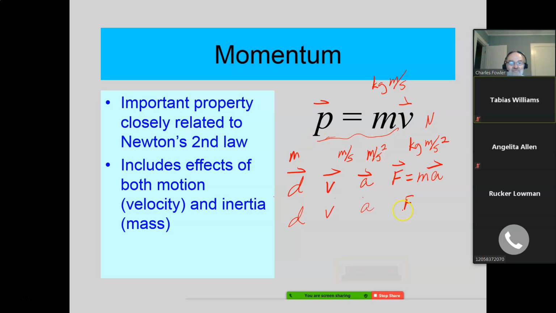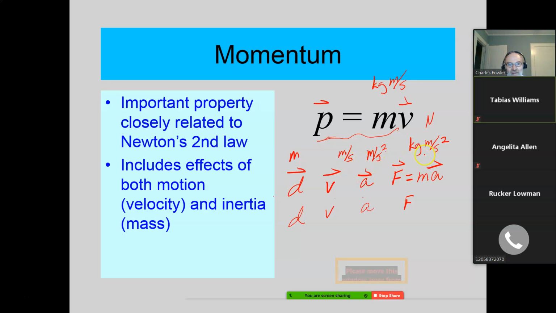This was his thing. Yet they named the unit for force after him, not the unit for momentum. I always thought that was not quite fair. I think he would have appreciated having momentum named after him, not that. But there is no special name for momentum. It's just kilogram meter per second. Okay? Mass times velocity. Okay. Now, it's an important property closely related to Newton's second law.